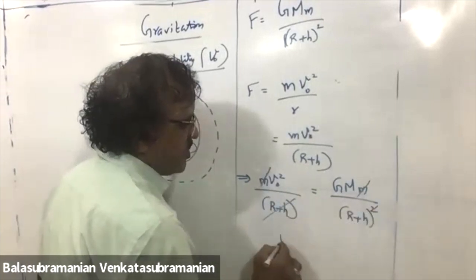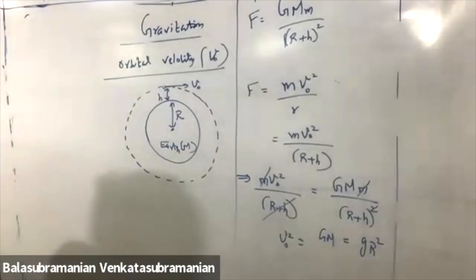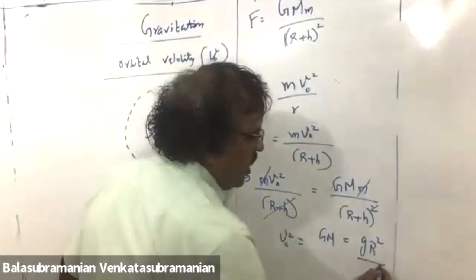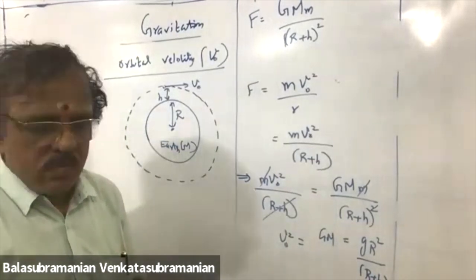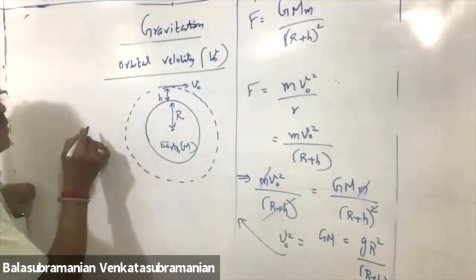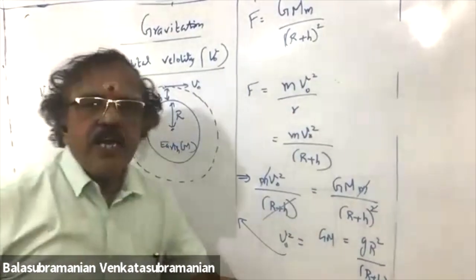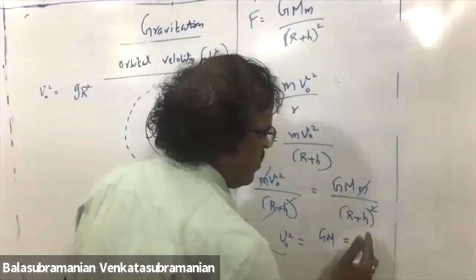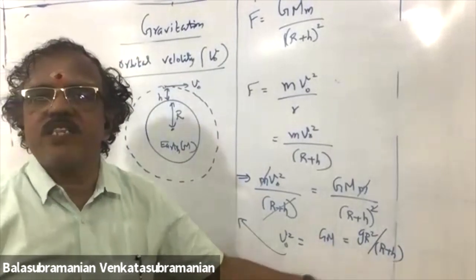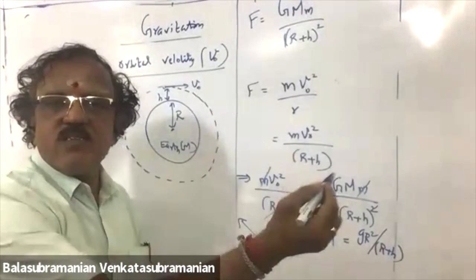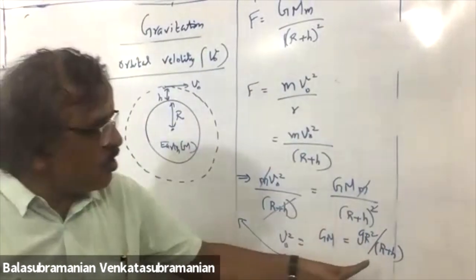m cancels, one r plus h cancels, v naught square is GM by r plus h, that is gR square by r plus h. The body is moving close to the surface of the earth, meaning h is approximately 0. A satellite moves around the earth at 1,000 or 2,000 kilometers, but R itself is 6,400 kilometers. Compared to R, h is small.